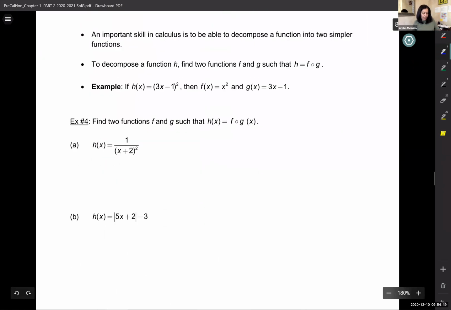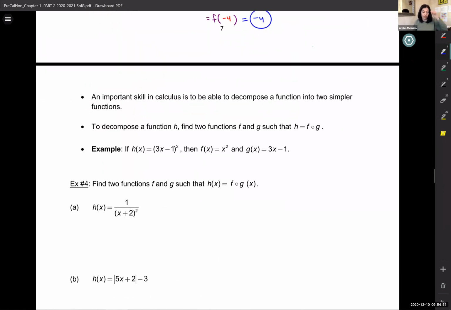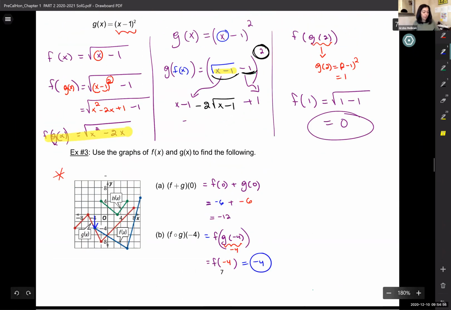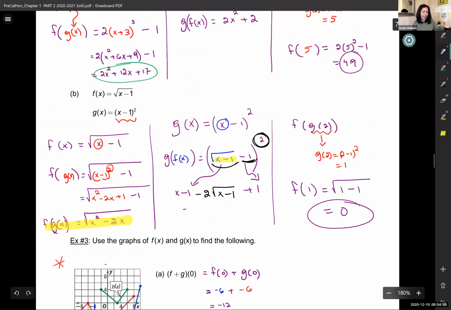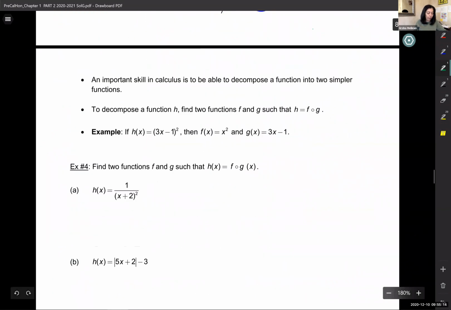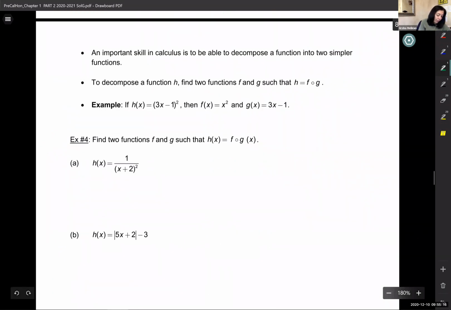Another thing for calculus, this next page is all straight out of calculus. Another thing for calculus is not to just be able to find f of g of x, but if you're given f of g of x, can you then find two functions from which it came? Can you go in the opposite direction? So for example, look at this one.